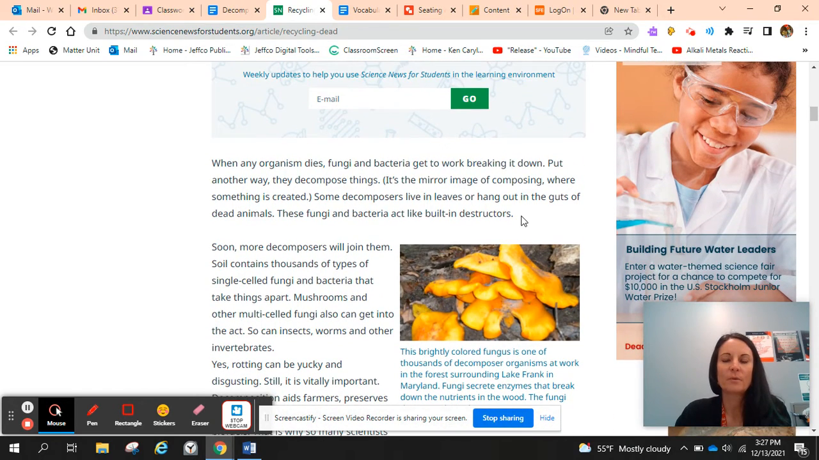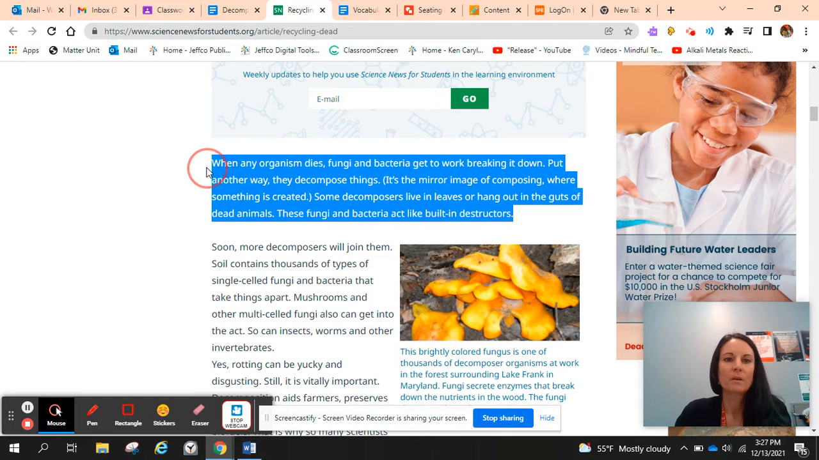Okay, now we're down here above this picture. When any organism dies, fungi and bacteria get to work breaking it down. Put another way, they decompose things. It's the mirror image of composing, where something is created. Some decomposers live in leaves or hang out in the guts of dead animals. These fungi and bacteria act like built-in destructors.